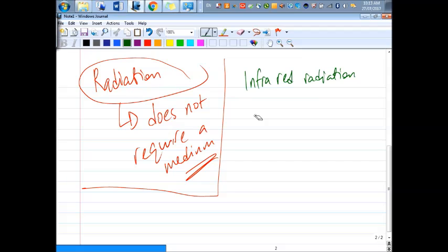What else can you remember about radiation? Something about color. Remember anything about color?